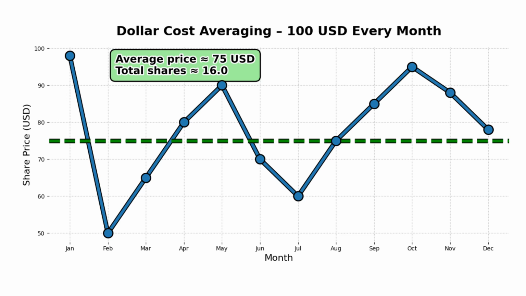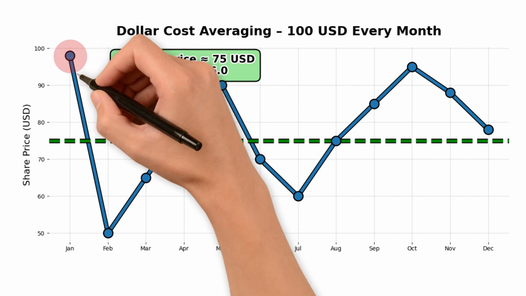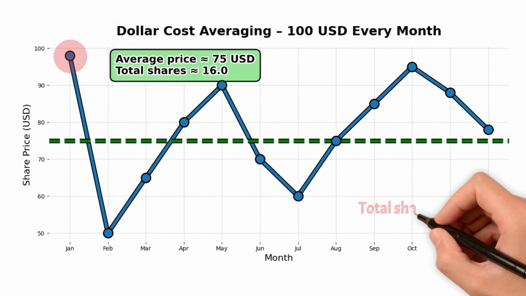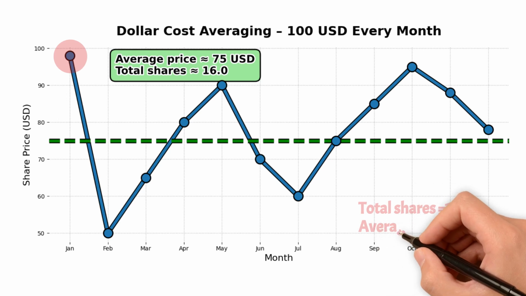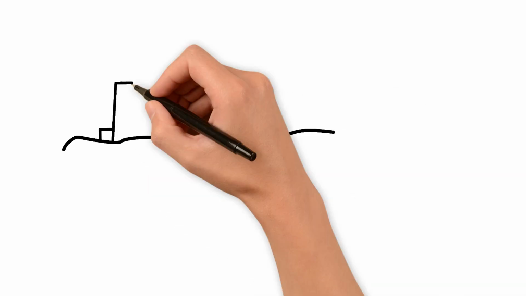In our example, over the course of 1 year, with $100 invested every month, we managed to buy 16 shares at an average price of $75. If we would have used our entire yearly budget and bought in January, for example, we would have had approximately 12 shares at an average price of $98 at the end of the year. Using dollar cost averaging, we reduced the risk of volatility and ended up with more shares and a lower average price.